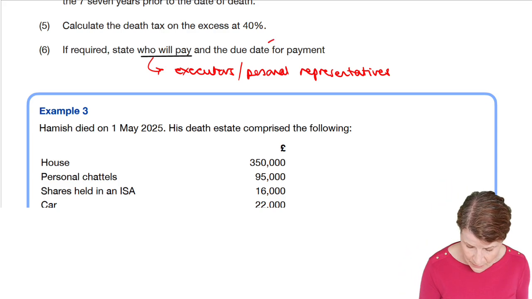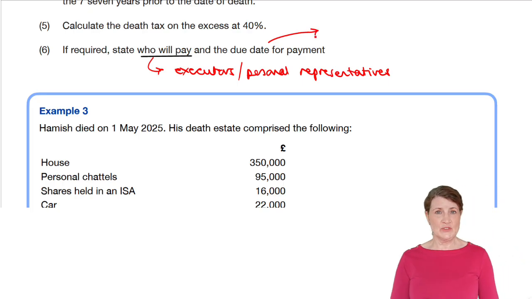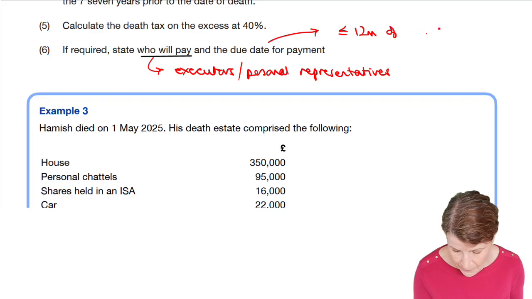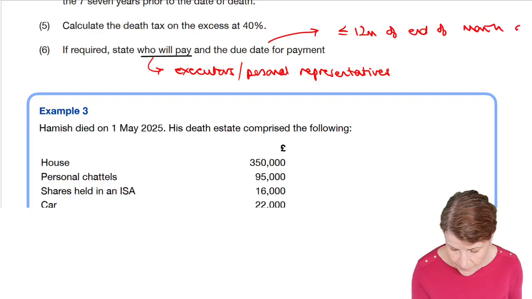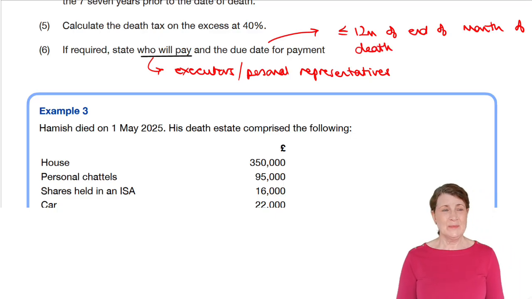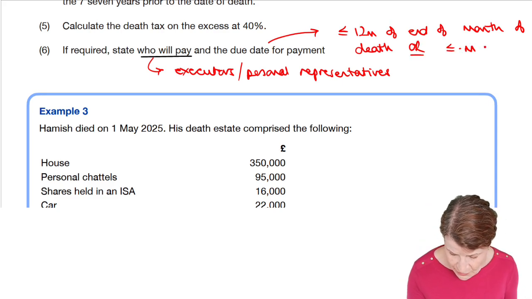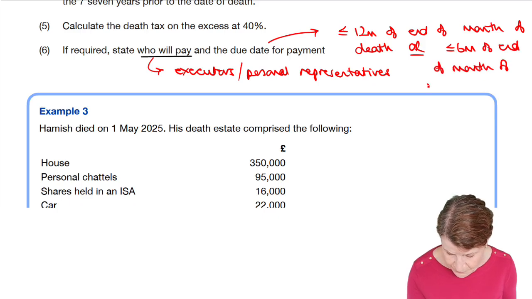The due date for payment is within 12 months of the end of the month of death. However, you're better off paying it within 6 months of the end of the month of death, for the simple reason that interest will start to accrue after that time, so pay within 6 months to avoid interest.